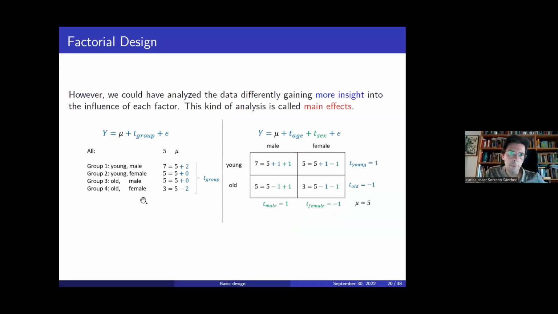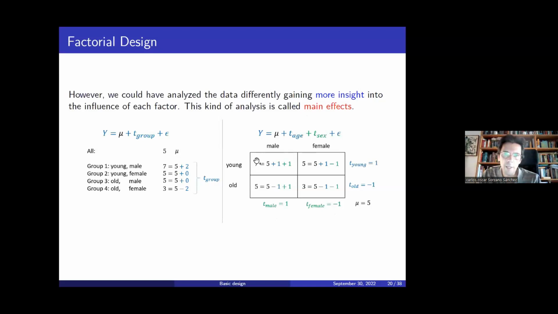So this was our previous design. Now we have another design that takes into account the 2 factors. So we have the age and the sex. So now my observations will be an overall mean plus something that depends on the age, plus something that depends on the sex, plus something that depends on the specific animal.